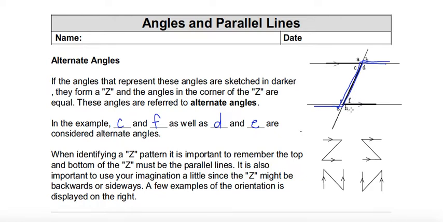So when we're identifying a Z pattern, it's important to remember the top and the bottom of the Z must be parallel lines. It's also important to use your imagination a little. Since a Z might be backwards, which we showed here, it could be sideways. So a few examples of the orientation of the Zs are shown on the right. So it could be a normal Z, it could be backwards, it could be sideways. So your Z can be in whichever direction makes sense for your diagram. So that's the first one. So alternate angles, we're going to refer to this as a Z pattern.